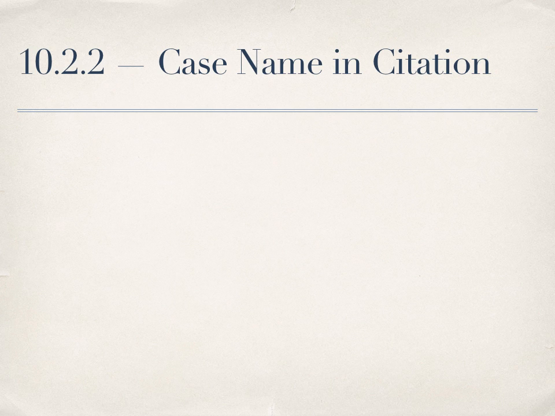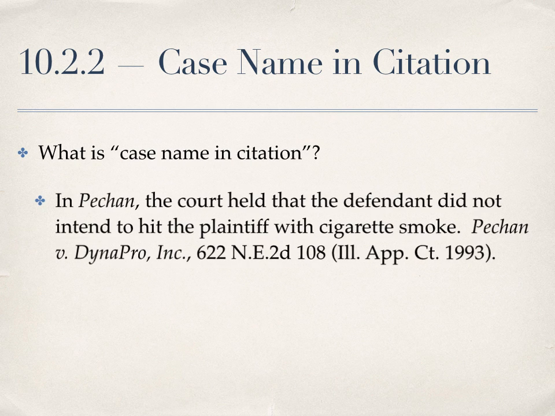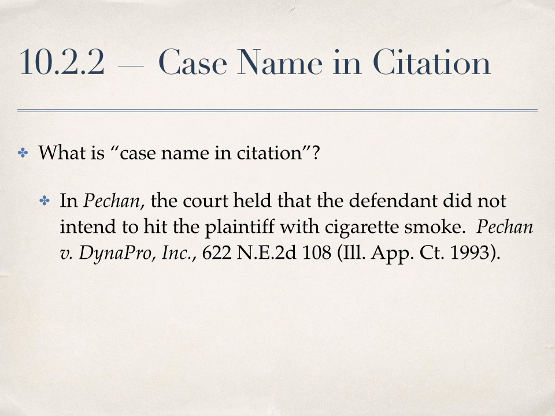Now let's contrast the rules for a case name in a textual sentence with a case name in a citation sentence. What is a case name and a citation? Well, let's take a look at this example using the Peachin case that we saw earlier. Here, the author placed the full case name and cite outside of her prose in a separate citation sentence. So if you're placing cites in a separate sentence outside of your prose, you'll follow these rules for abbreviating your case names.